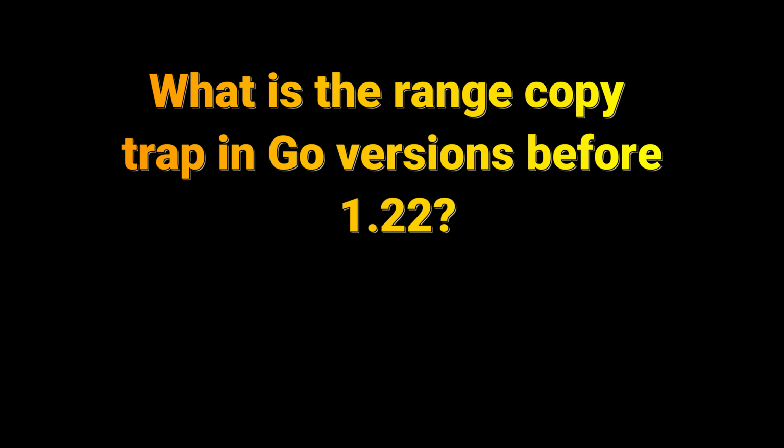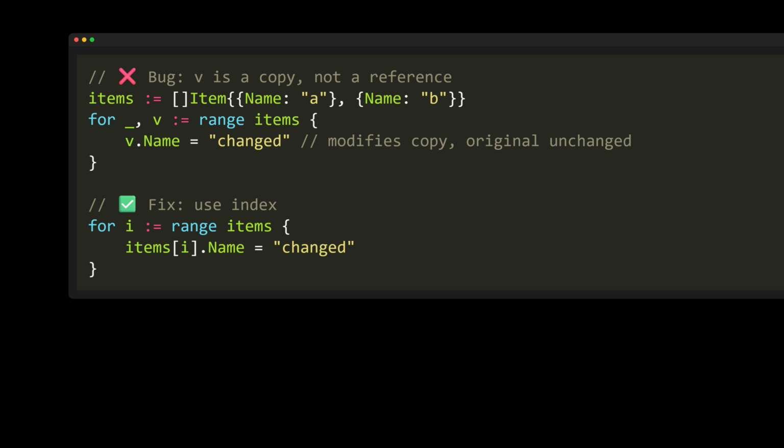Question: what is the range copy trap in Go versions before 1.22? In older versions of Go, when you use a for range loop, the value you get is a copy of the original item, not the original item itself. If you try to change that copy, the original item in the slice stays the same. To fix this, you should use the index to access and change the original item directly.